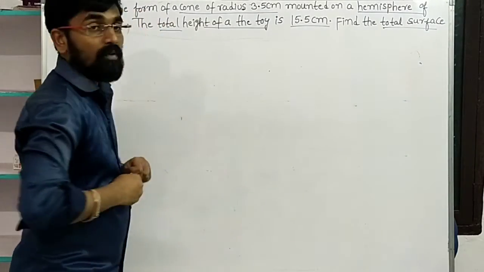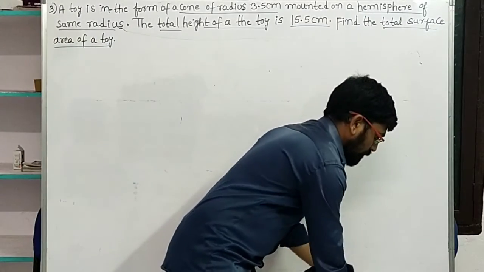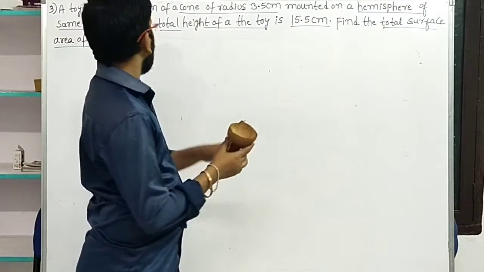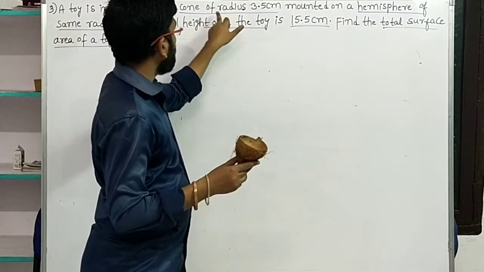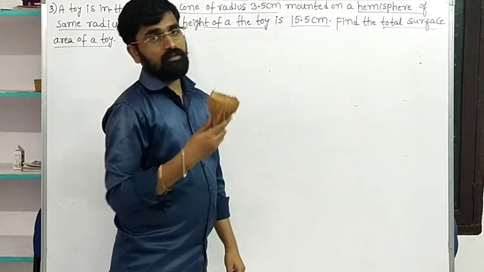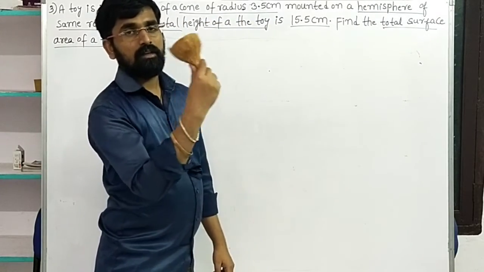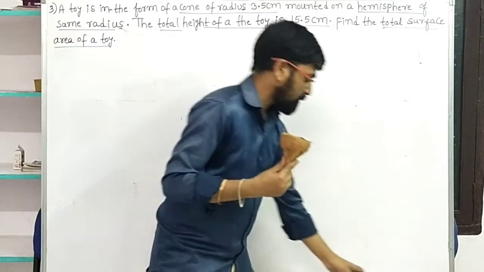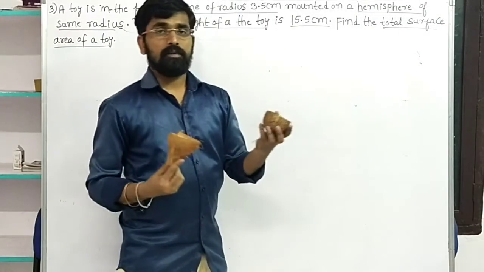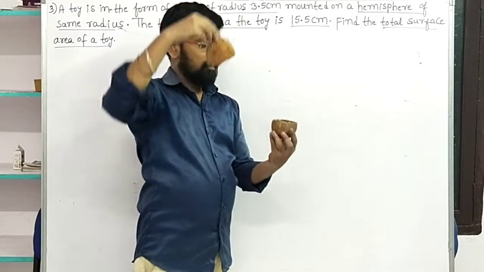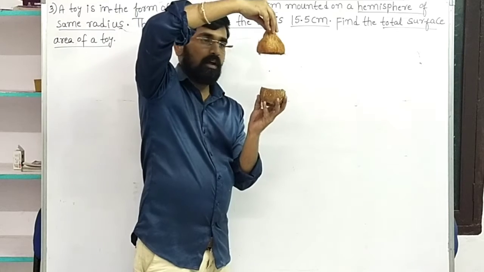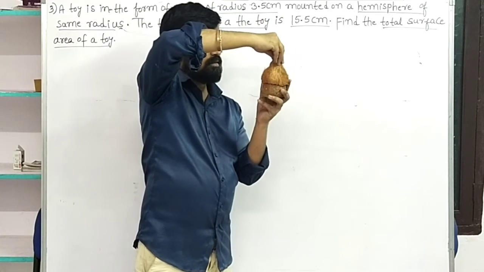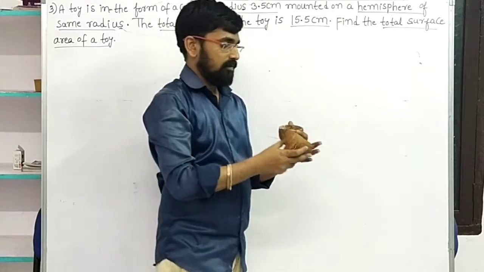A toy is in the form of a cone. This is a cone. A toy is in the form of a cone of radius 3.5 centimeters, mounted on a hemisphere. This is a hemisphere, and mounted means the cone is on top, like this, of the same radius.